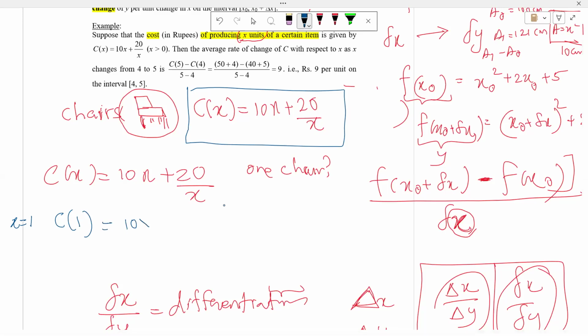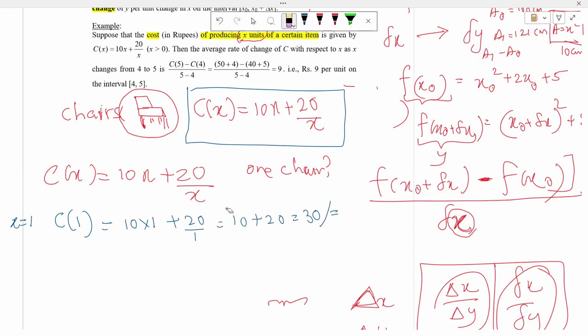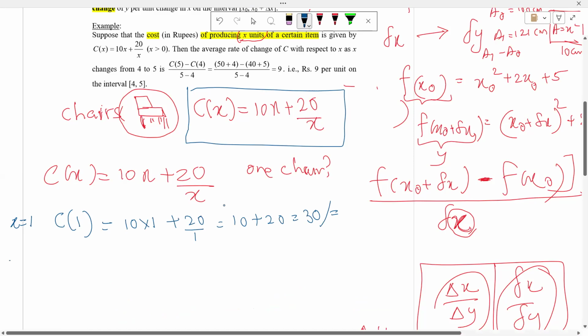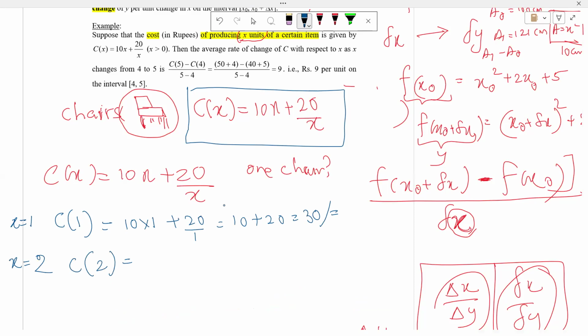So 10 multiplied by 1, plus 20 over 1, replacing x by 1. So 10 plus 20, 30 rupees manufacturing cost for one chair. Now think about what the manufacturing cost is if I manufacture two chairs. You can replace x by 2. So x is the variable for the number of units you are manufacturing.